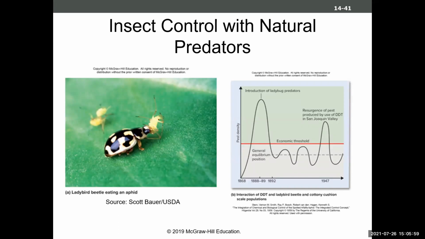So here you have the introduction of ladybugs at a specific time, and then you have the amount of pest density after those ladybugs. Notice the use of DDT allows for those pests to resurge. You killed the ladybugs as well, but once that system was allowed to become normal with ladybugs present, it basically stays at this general average pest equilibrium.